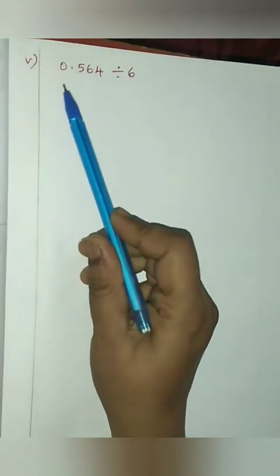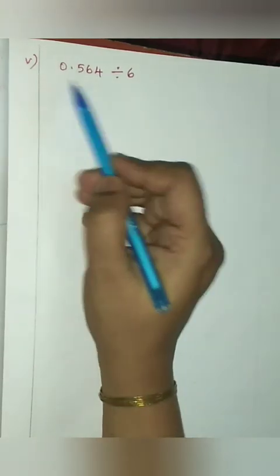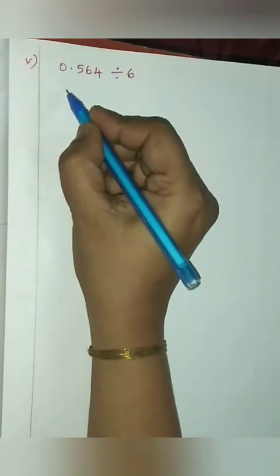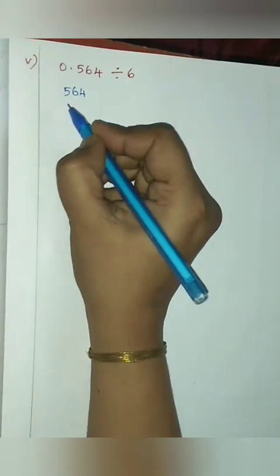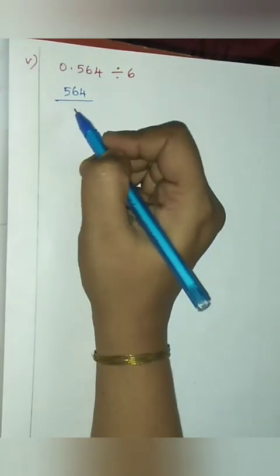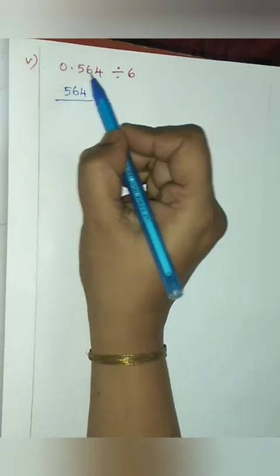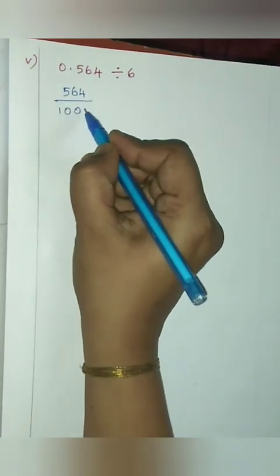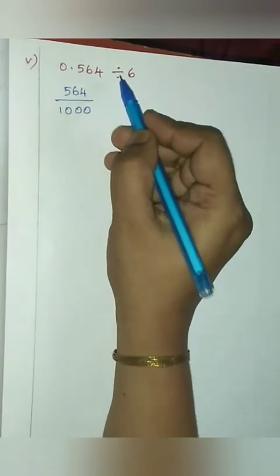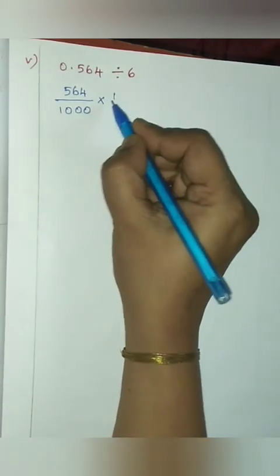Fifth subdivision, 0.564 divided by 6. Represent the first decimal number as a fraction. So write the number without the decimal point in the numerator place, and divide by how many decimal places we have here? 3 decimal places. So write 1000 in the denominator place. Change the sign, division into multiplication. Write the reciprocal of the second number. So the reciprocal of 6 is 1 by 6.